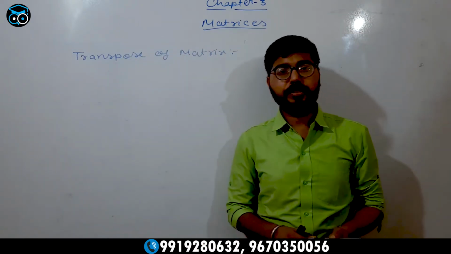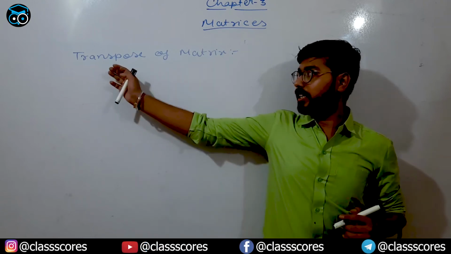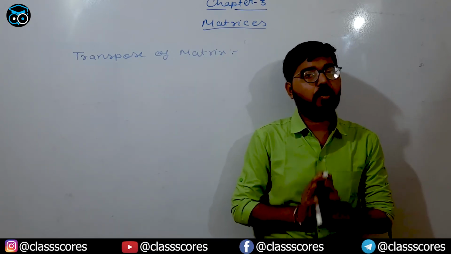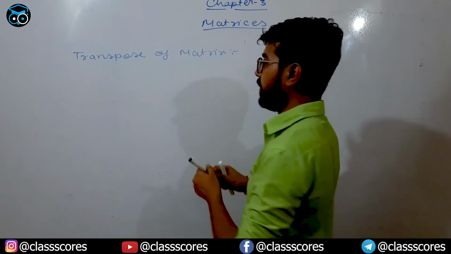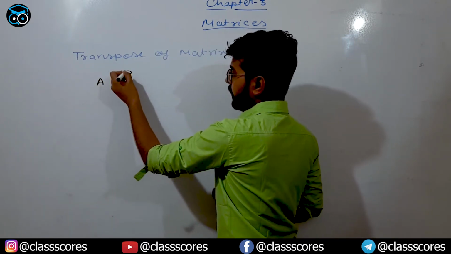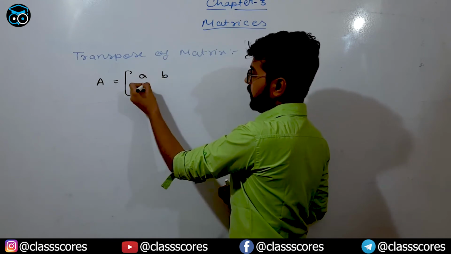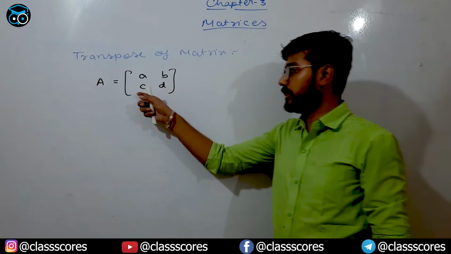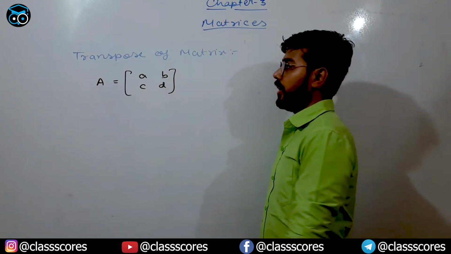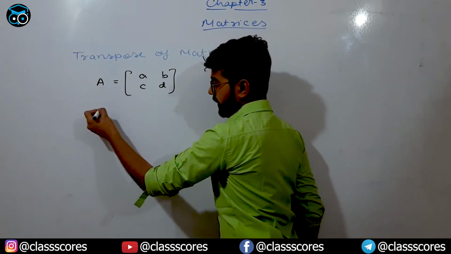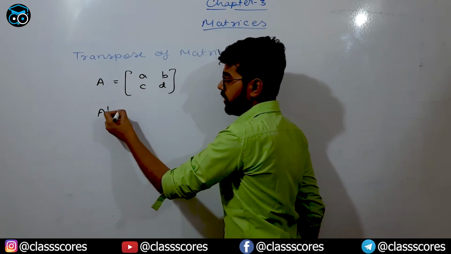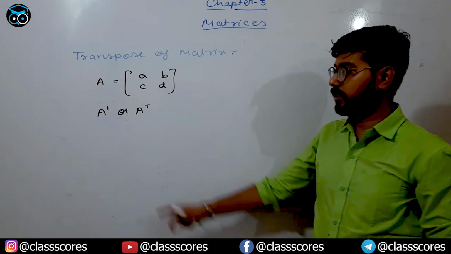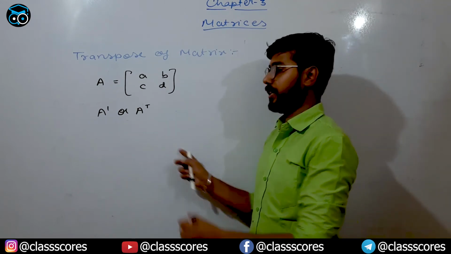Transpose of a matrix means you just interchange the rows and columns. If a matrix A is given, that is a, b, c, d, where a, b is one row and c, d is another row, and we need to transpose this, then it will be represented by A dash or by A T. Both terms represent A transpose.